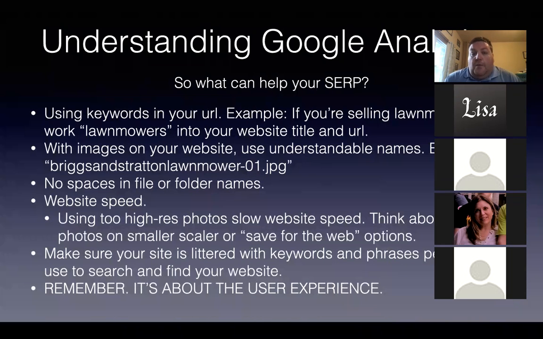So what can you do to help your search engine results page? Well, use keywords in your URL. For example, if you're selling lawnmowers, try to work lawnmowers into your website title or URL or your page title. With images on your website, use understandable names, like Briggs & Stratton Lawnmower 01, for example. Remember, try to think of words, because Google searches, what's called crawls, through websites to search for these key terms to help people find what they're looking for.